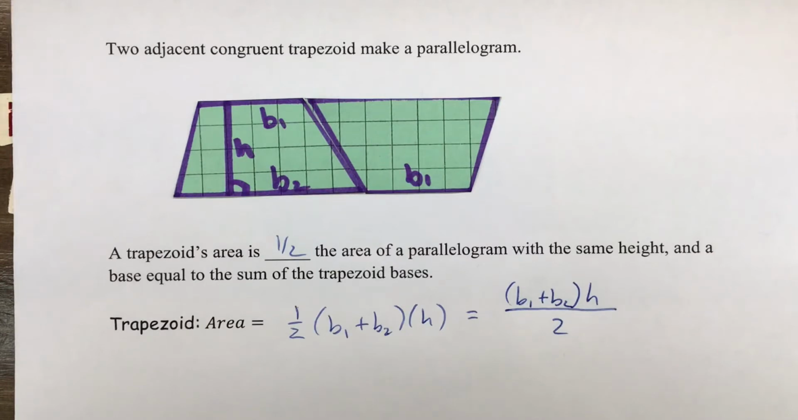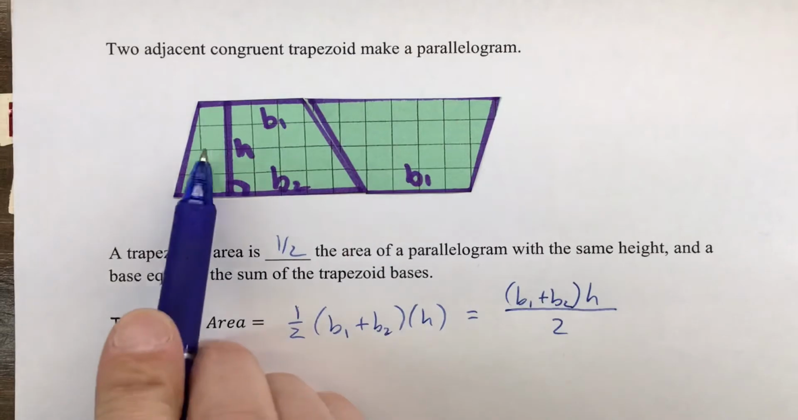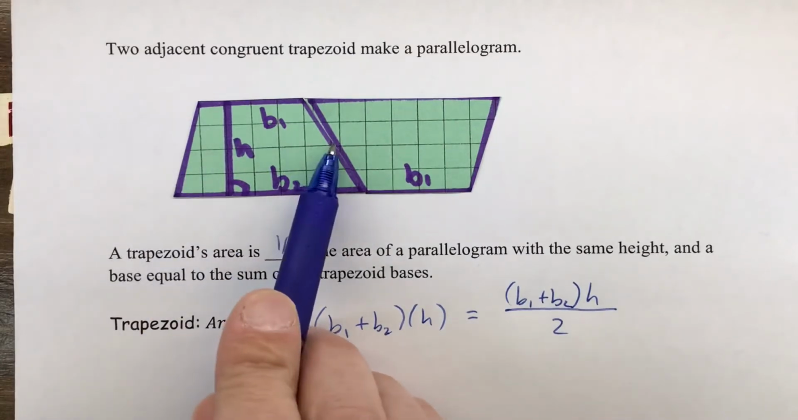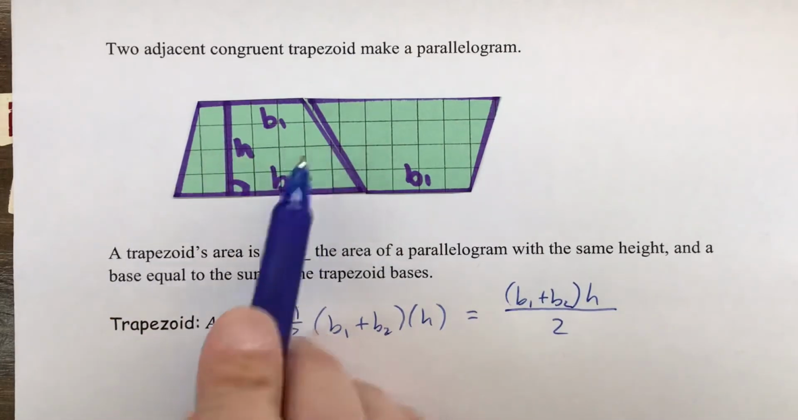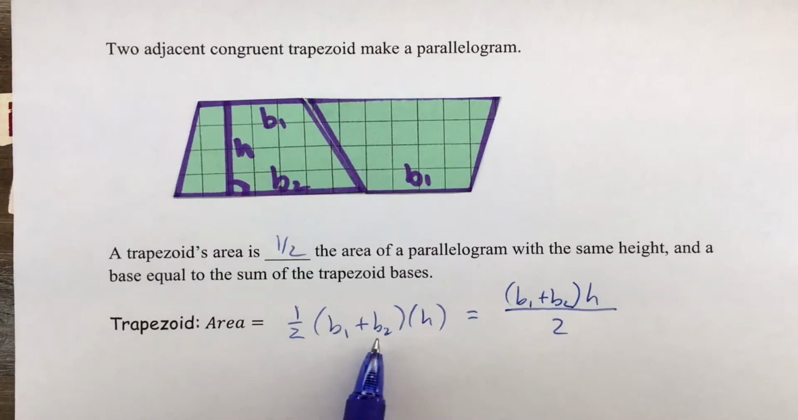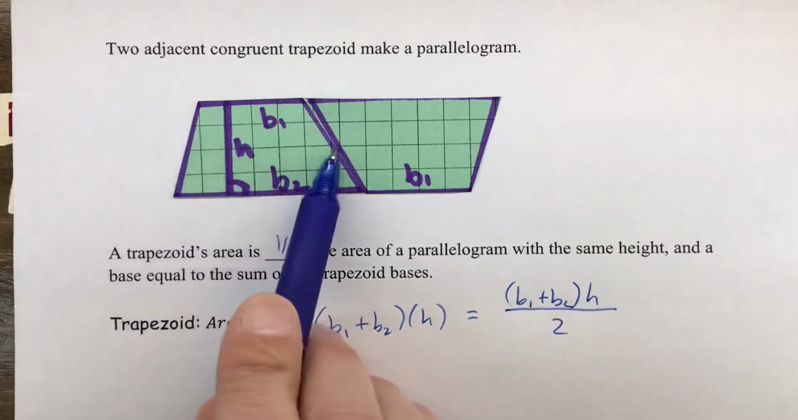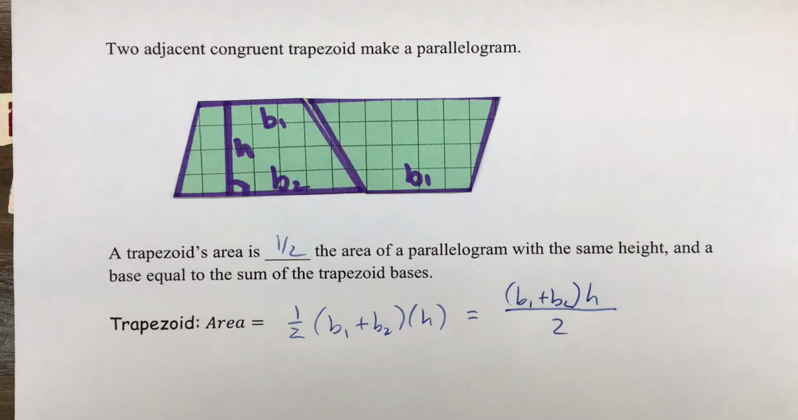Another really neat way to look at this though, and try and keep this in mind, is that B1 plus B2 divided by 2, that part of the formula is literally the average of the bases. So if you had the mid-segment of a trapezoid, which would be a line going from midpoint to midpoint, whatever that length is, that would be 1/2 B1 plus B2. So if you had the mid-segment length, you could actually just multiply that by the height, and it would also give you the area of the trapezoid.